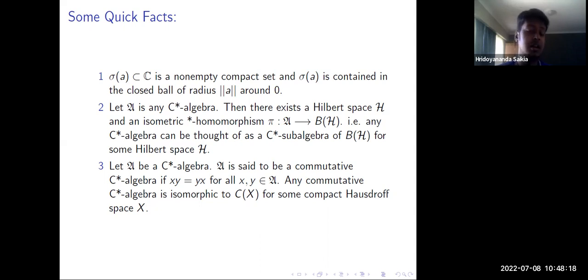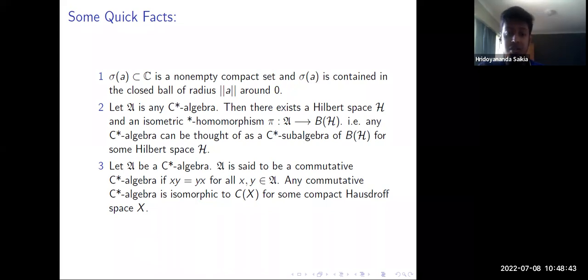Here is one thing I wanted to mention. There are many people here who are working in topology. So there is a fancy way of denoting C-star algebras as non-commutative topology because of this fact. You see, every commutative C-star algebra looks like C(X) for some compact Hausdorff space X.